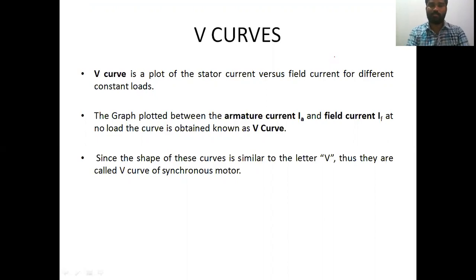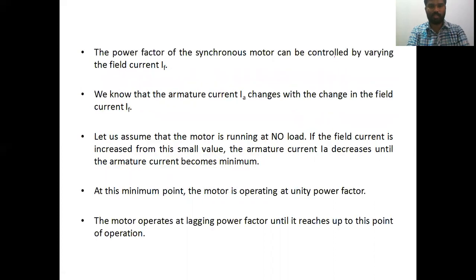Initially it is started from no load. At no load condition, the field current is gradually increased. When there is an increase in field current, the armature current will start to fall down. It will be initially at a lagging condition. It will come to a minimum point.